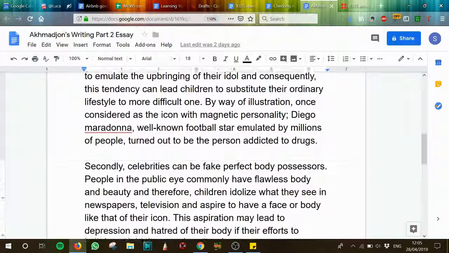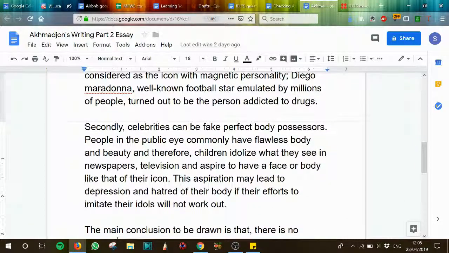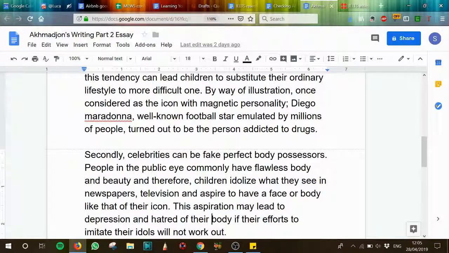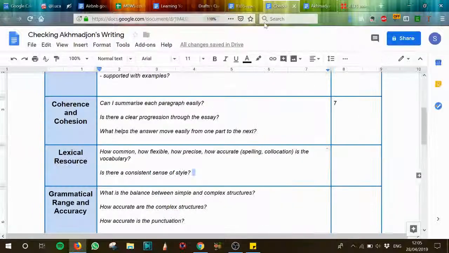There's one or two parts where the vocabulary is slightly less formal, and it's these phrasal verbs, "not work out" and "turned out to be." That's slightly less formal, and it makes the style slightly less consistent, but only a very small bit. So in general, yes, there is a very consistent sense of style, and it's the appropriate style. It's a good formal register.